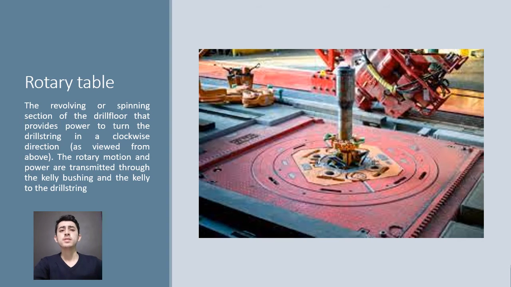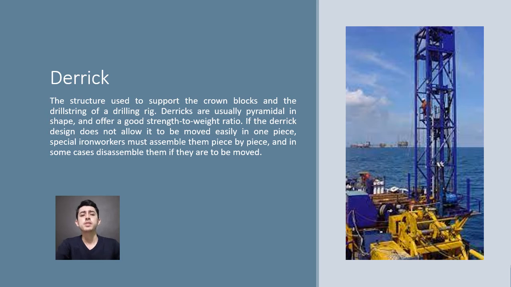The next is rotary table. Rotary table is the revolving or spinning section of the drill floor that provides power to turn the drill string in a clockwise direction. The rotary motion and power are transmitted through the Kelly bushing and the Kelly to the drill string.